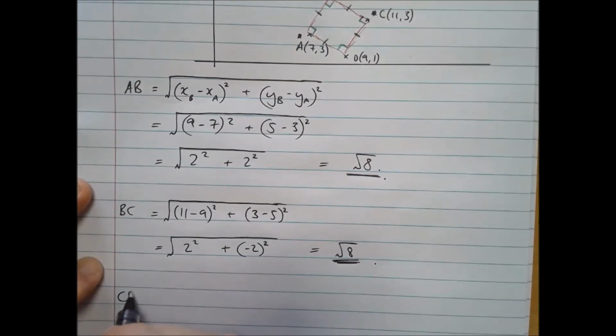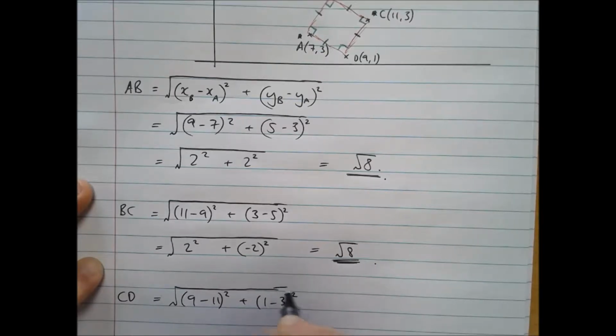Okay, C to D. xd is 9, minus xc is 11, yd is 1, minus yc is 3, so 9 minus 11 is negative 2, all squared, 1 minus 3 is negative 2, all squared. Again, it doesn't really matter if it's positive 2 squared or negative 2 squared, it's still going to give 4, so 4 plus 4 is 8, and we're left with the square root of 8.